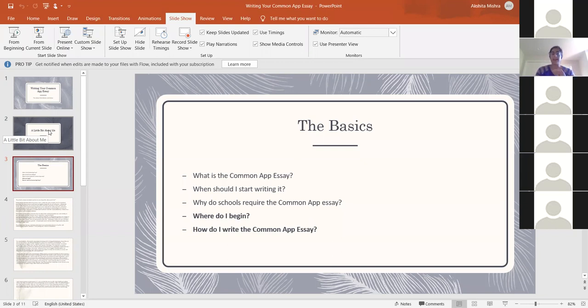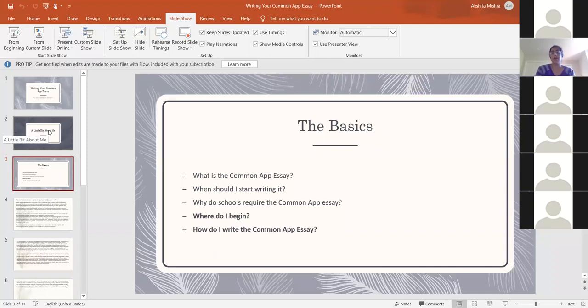You should start writing it ideally in the summer of your junior year, so now would actually be the perfect time to start. I started mine late August, and it took me until the beginning of October to finish with revisions and everything, and that pushed me back on writing my supplemental essays. So I do recommend starting the summer of your junior year. Obviously, give yourself a month or so off from school, but mid-July definitely is a great time to start writing.